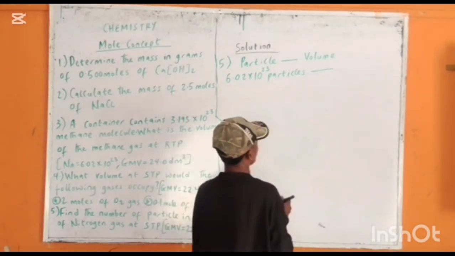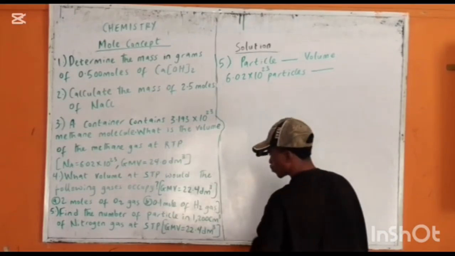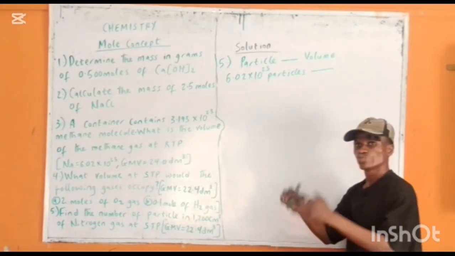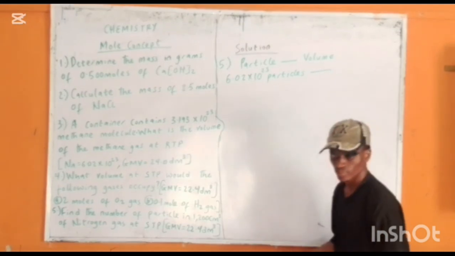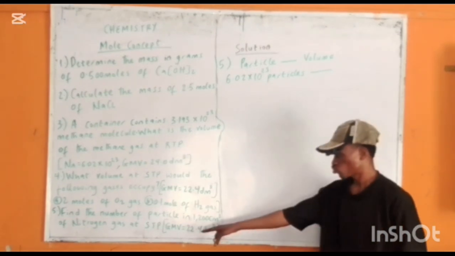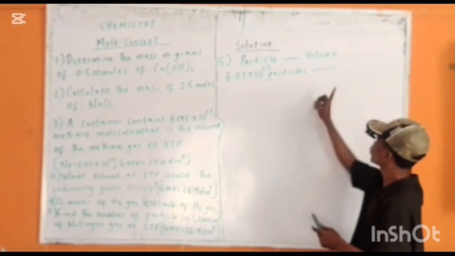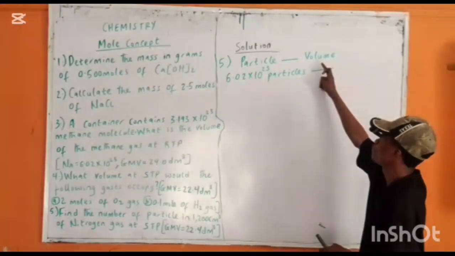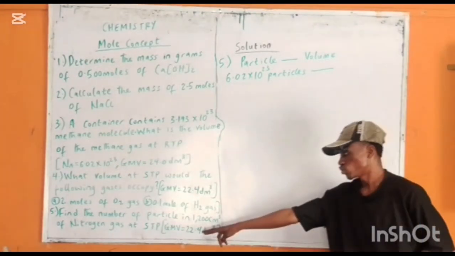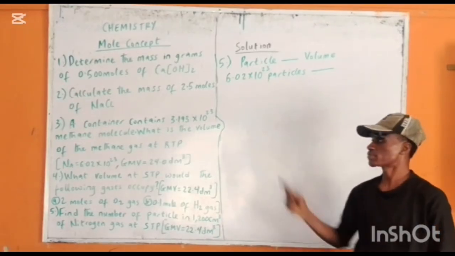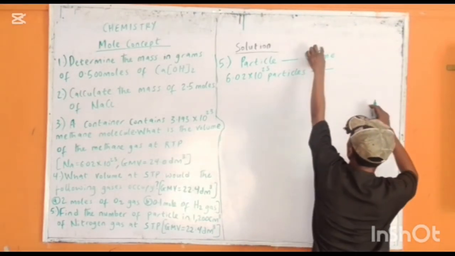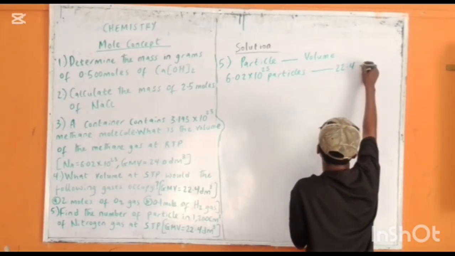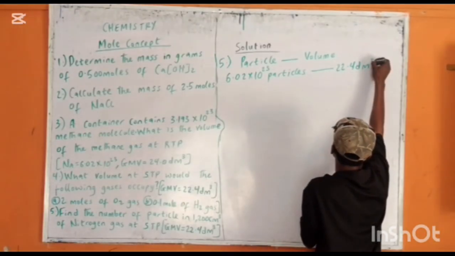So what's the volume here? My volume is at STP, and 1 mole of any gas would occupy 22.4 dm cube at STP. So my volume here for 1 mole is 22.4 dm cube.